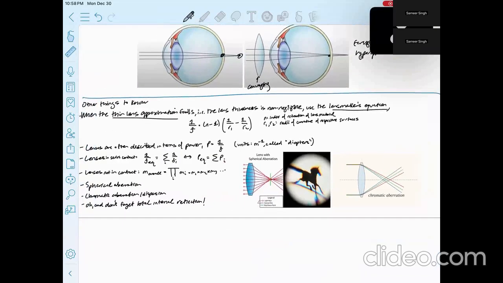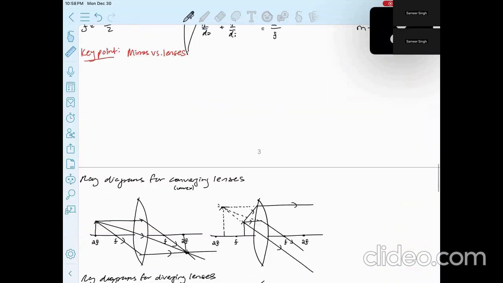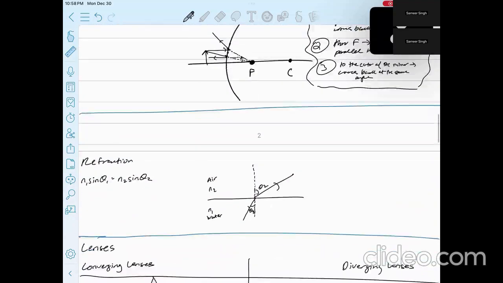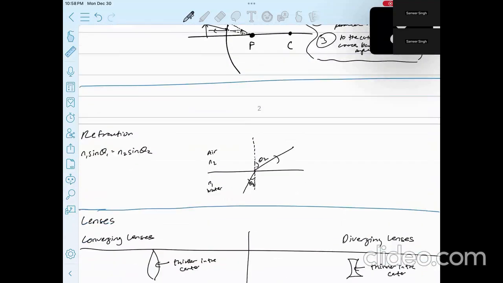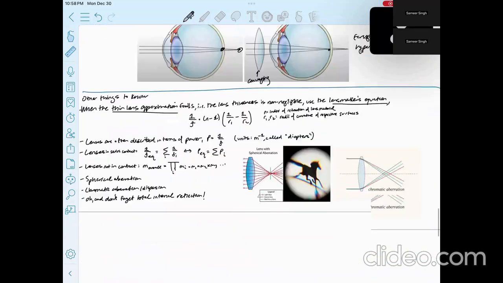Oh, and don't forget about total internal reflection, which is actually a refraction phenomenon. I don't feel like doing it, but if you have questions, feel free to ask. And that's it.